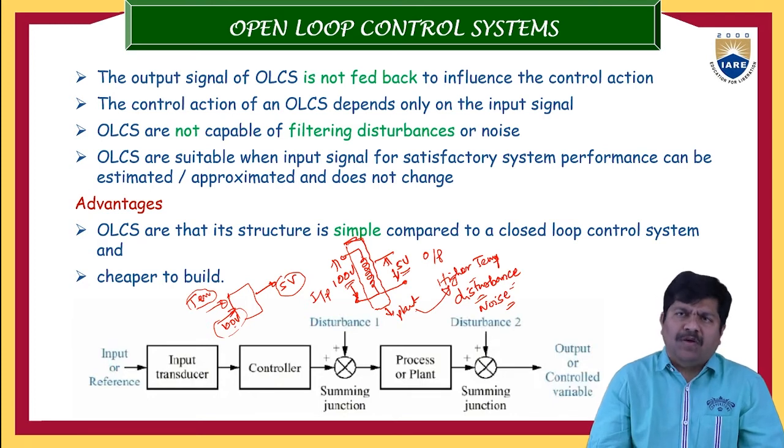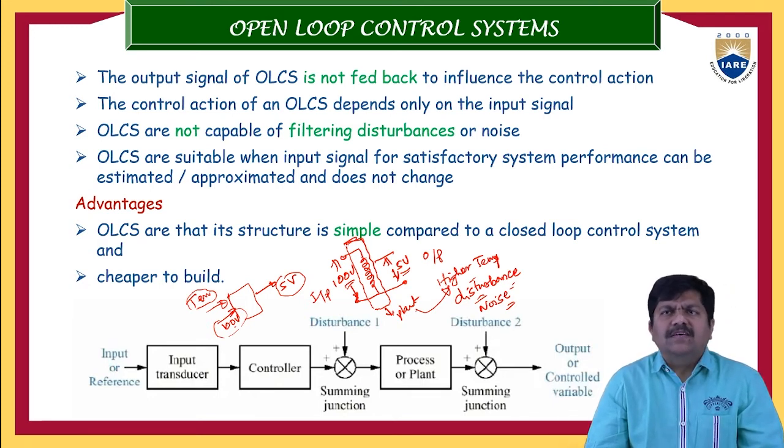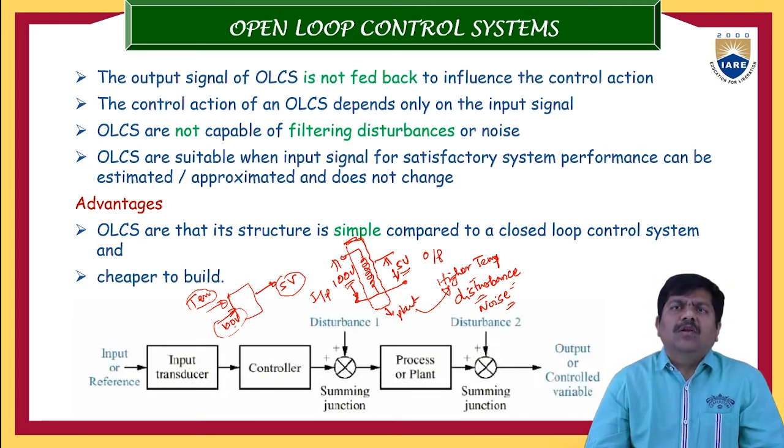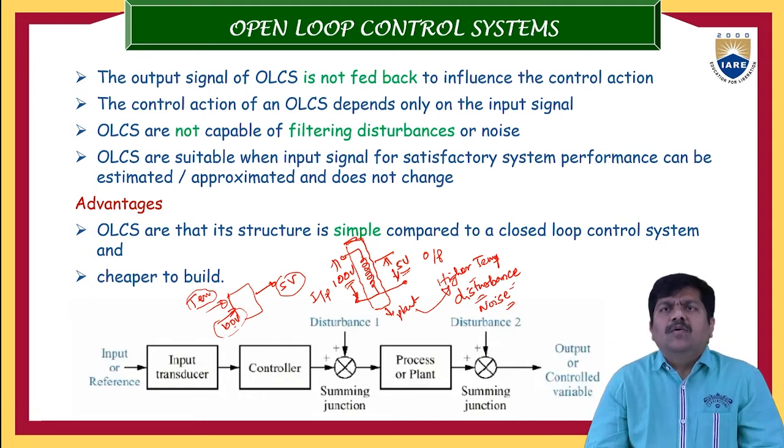Only one input, one process. Along with the process, one controller will be there. Controller, process, and the input signal. So, these are the major blocks. The construction is very simple. Building the open loop control system is very cheap, and it is very simple as well.